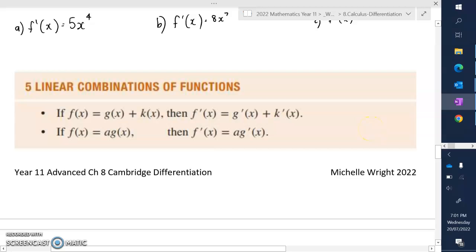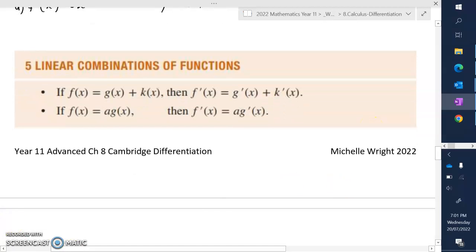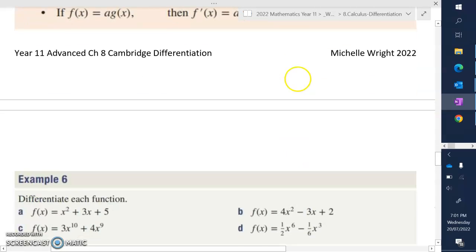Okay, what if we have combinations of functions? What if we have our function being the sum of two different functions? Then our derivative is just going to be the derivative of each of those functions separately. If our function has a number outside the front of that function, then we just put that number out the front of what our derivative would be. Let's have a look at how that works out.